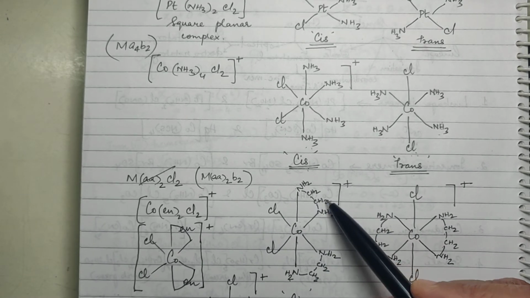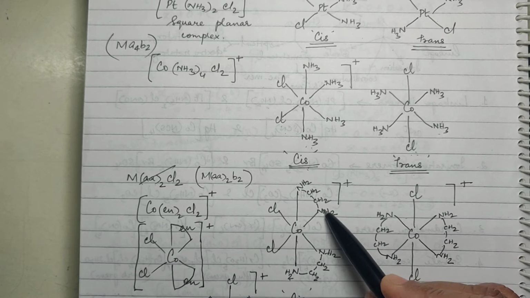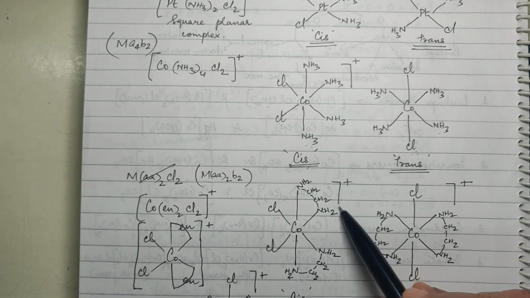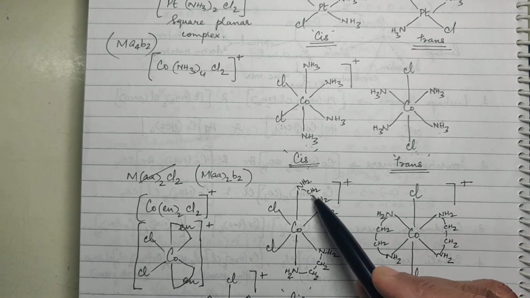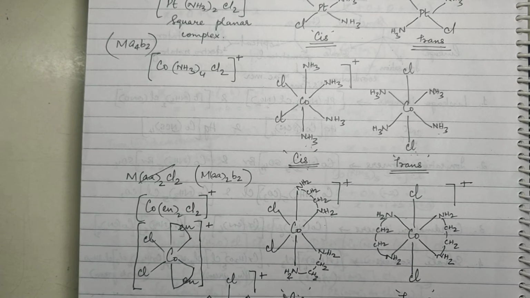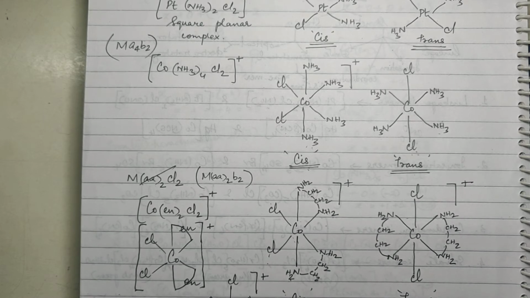So NH2, CH2, CH2, NH2. So this donor atom is connected from this corner and this donor atom is connected from this corner. It is a single molecule. So 2 corners are occupied. Same way 2 more corners are also occupied and 2 Cl atoms at adjacent positions. So this is cis.